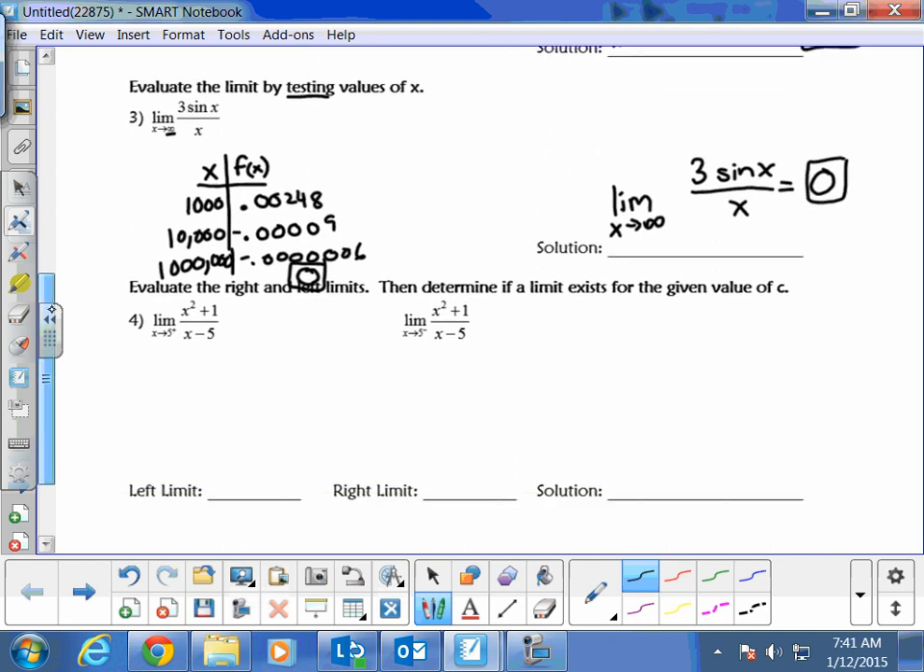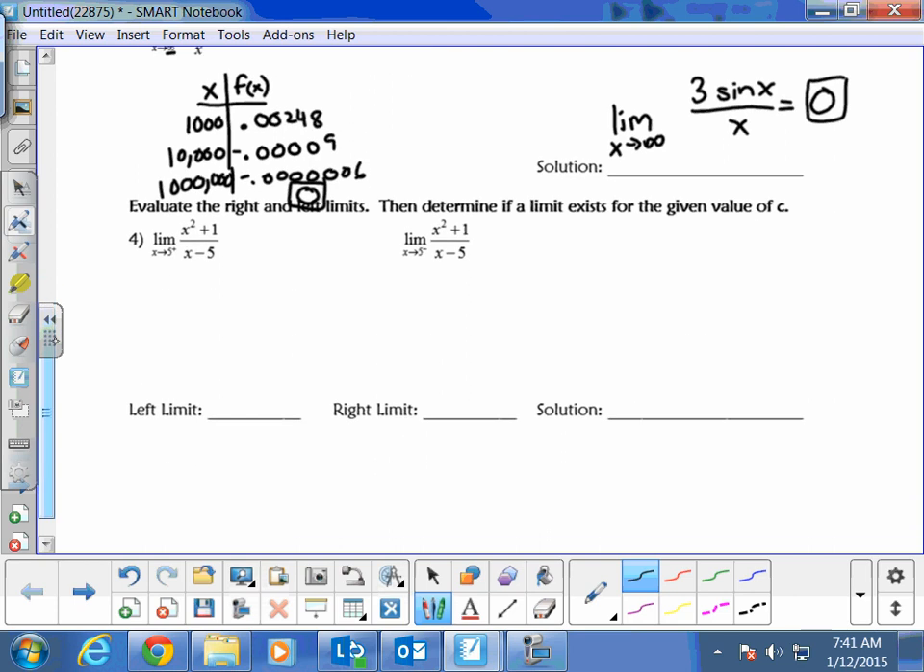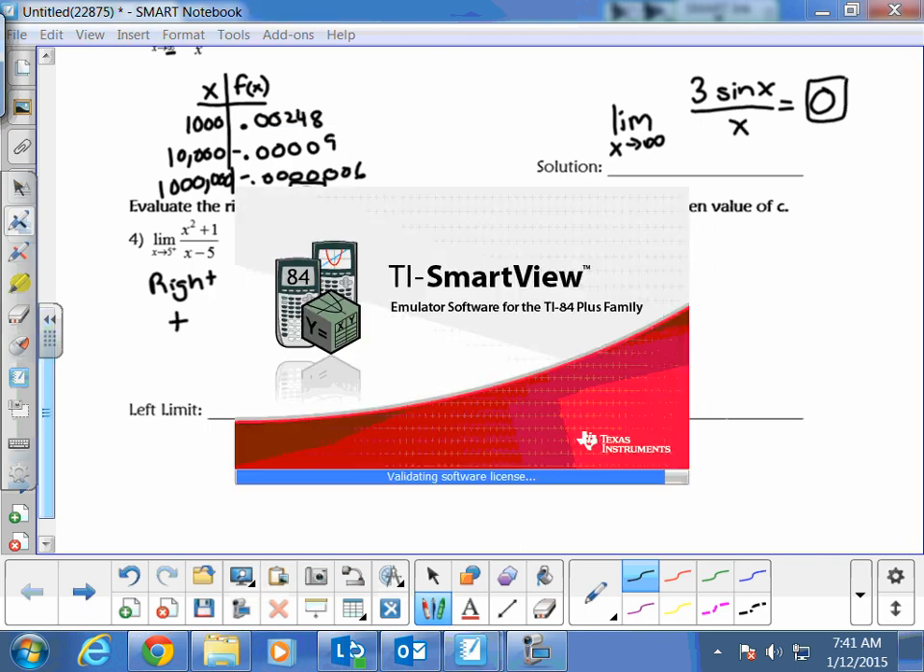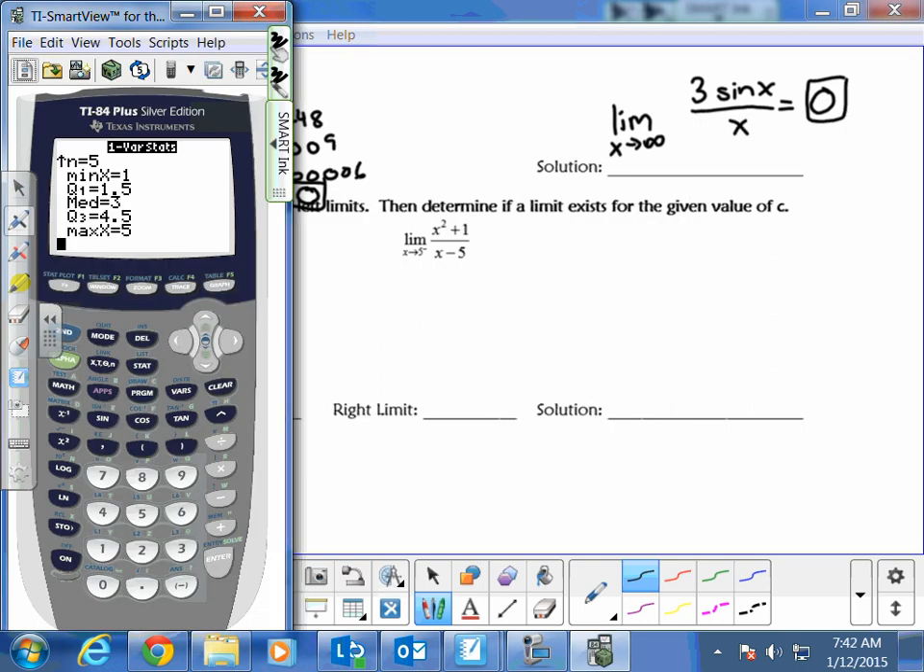Now this next question says evaluate the right and left limits and determine if a limit exists for the given value. Okay, now let's go ahead and do that. Now this right here is the right limit. And the reason why it's the right limit is because of the plus sign you see there. So let's go ahead and actually bring up the table. I have to turn on my calculator again. Gotta get power back up. And go ahead and see what's occurring with these values as it approaches 5 from the positive side. And we're going to do the same thing as it approaches 5 from the left.